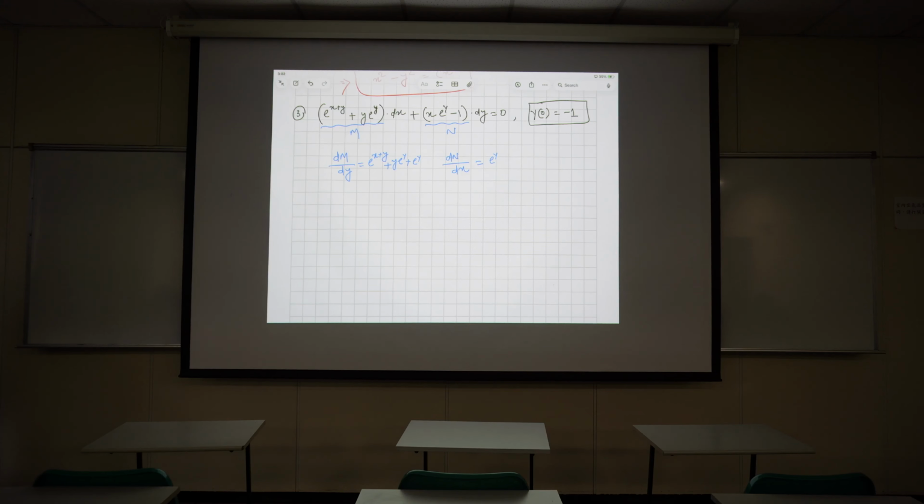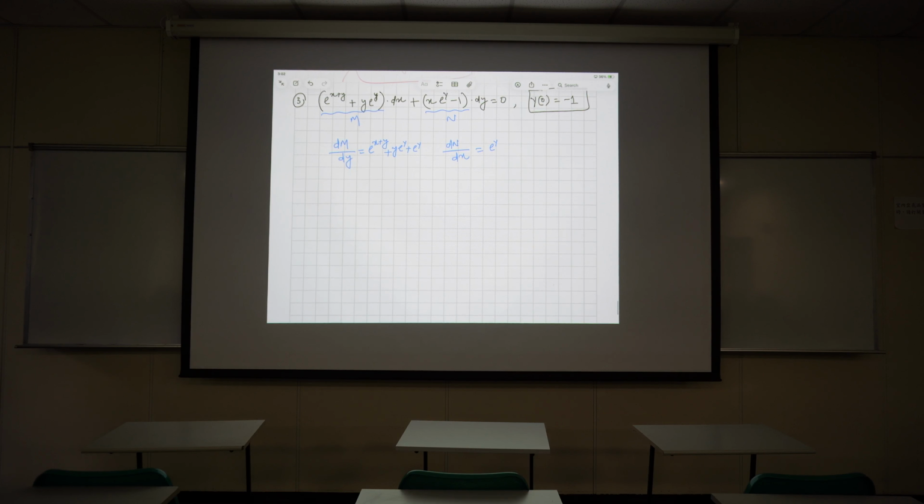Now you can see what your dM and dy are. From there you can think about which one could be your suitable integrating factor. Now if you look into this problem, my pick is this one. My integrating factor mu is e to the power minus integral of f of y dy.